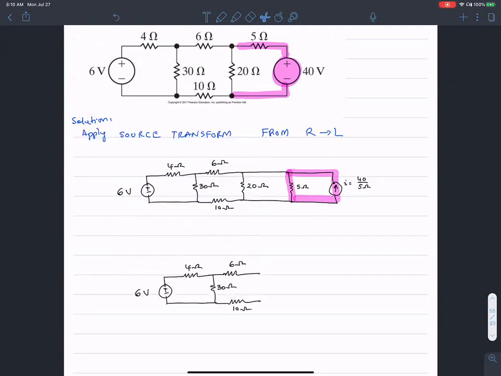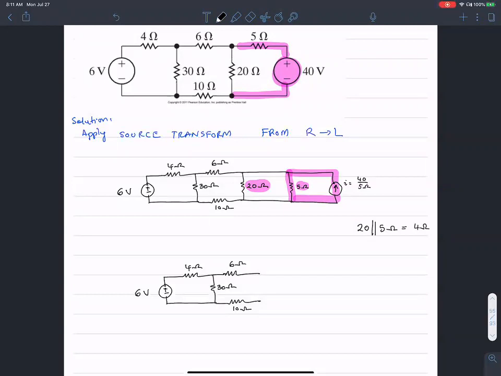By observing that there's a 20 ohm resistance in parallel with a 5 ohm resistance, what is the equivalent of 20 ohms in parallel with 5 ohms? So that's simply 20 into 5 by 20 plus 5. It's going to give you 4 ohms.